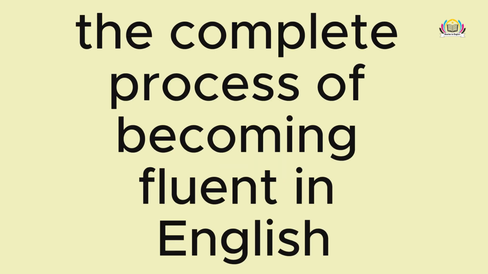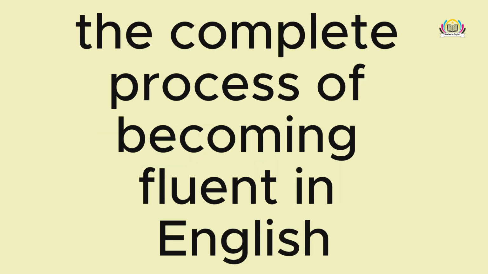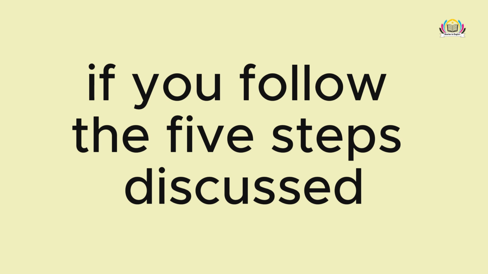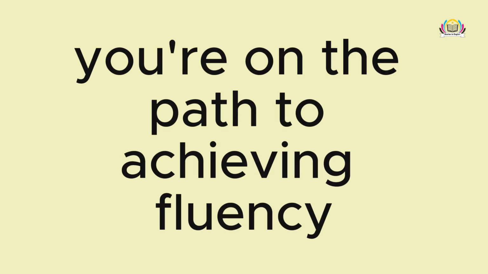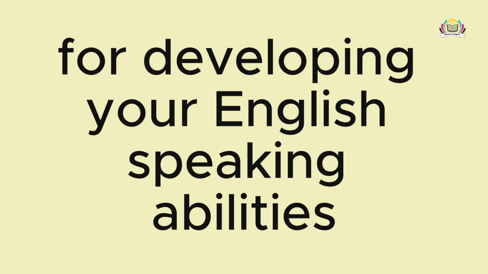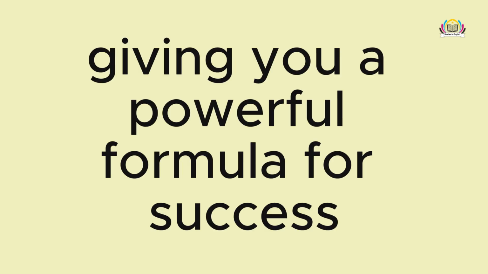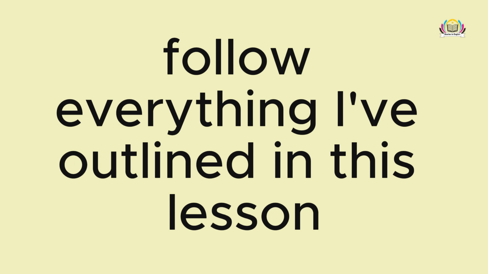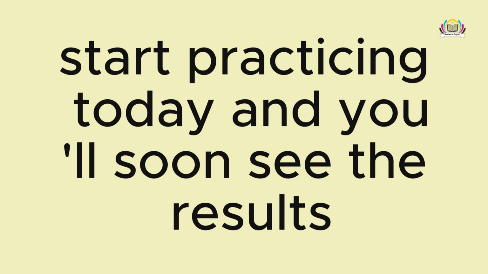The complete process of becoming fluent in English. And now we come to the end of the complete process of becoming fluent in English. From zero to fluent. If you follow the 5 steps discussed, you're on the path to achieving fluency. These 5 steps serve as the pillars for developing your English speaking abilities, giving you a powerful formula for success. If you want to become a fluent English speaker, follow everything I've outlined in this lesson. Start practicing today, and you'll soon see the results.